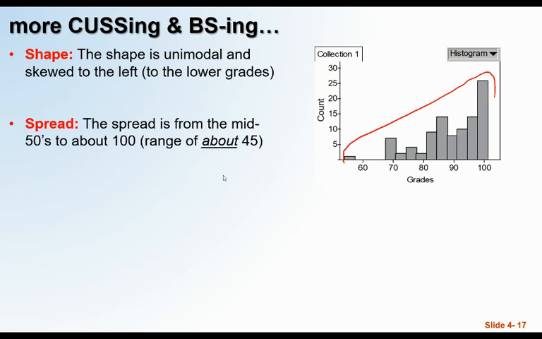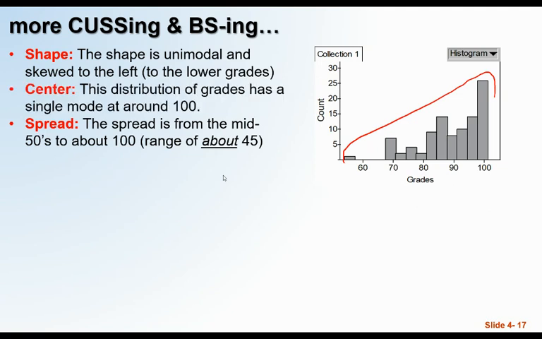The spread is from the mid-50s to about 100 for a range of 45. Center: the distribution of grades has a single mode around 100. You could talk about that. If you wanted to say center, like where is the rough center of the distribution, you might pick something that's more like either low 90s, high 80s, and you could say centered near, and that would be okay too. So either pick the mode or centered near here for the typical student, because that's really what center is going to describe for us most of the time, is what did the typical kid do.